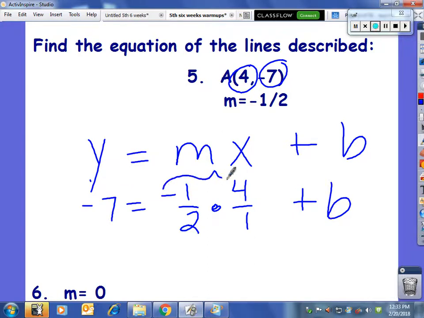Now, I like it when this happens. Sometimes you have a fraction, but it ends up going away. What is negative 1/2 times positive 4? It's negative 2. And if you don't know that, get your calculator to do it.